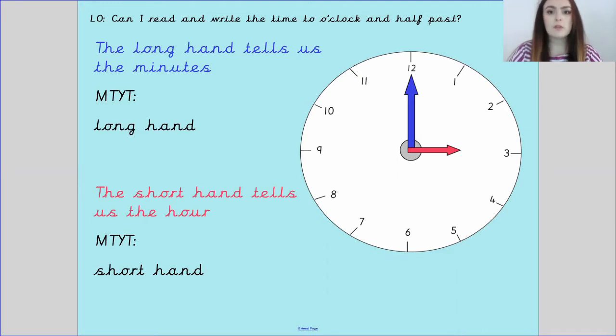If you have a look at the screen, you can see a clock face with two arrows of different lengths. The longer arrow, which is called the long hand, tells us the minutes. My turn, your turn. Long hand.